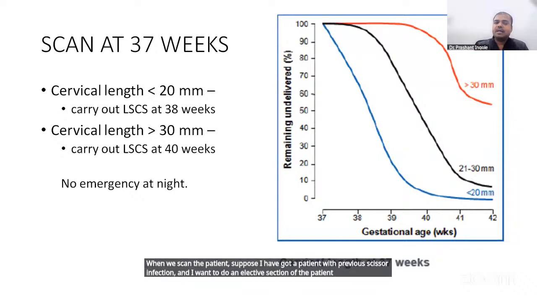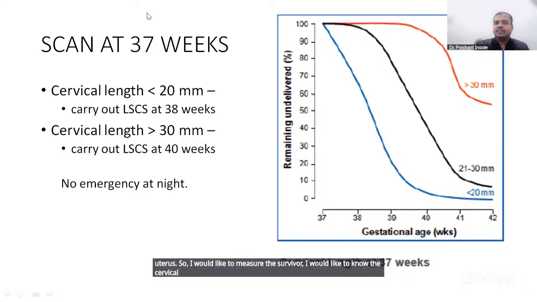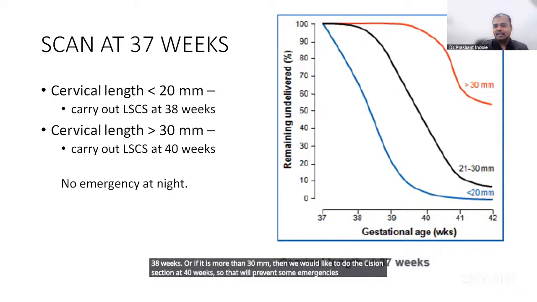So each passing day will improve the outcome of the neonate if it is given more chance in the uterus. So I would like to know the cervical length at 37 weeks. If the cervical length is less than 20 mm, I would like to plan the LSCS at 38 weeks. Or if it is more than 30 mm, then we would like to do the cesarean section at 40 weeks. So that will prevent some emergencies at night.